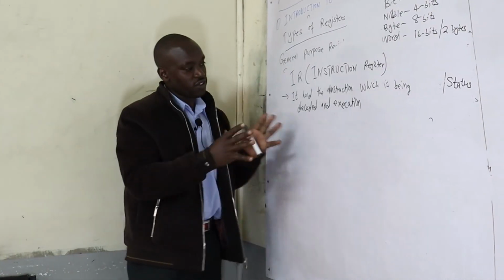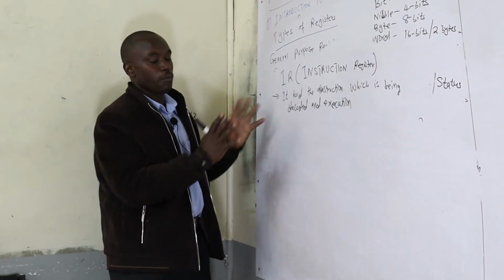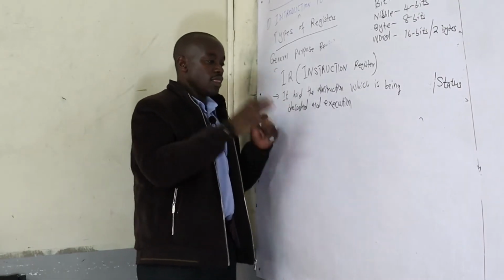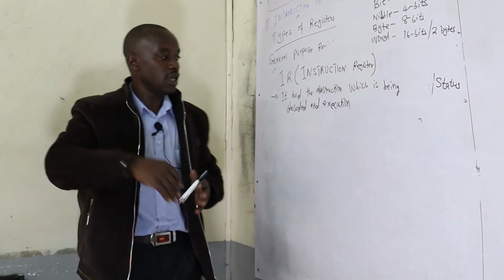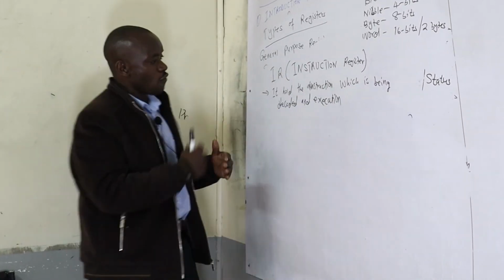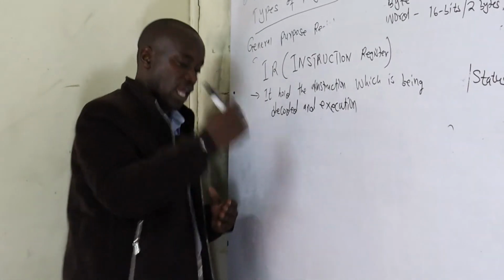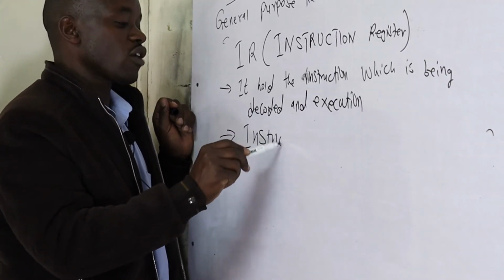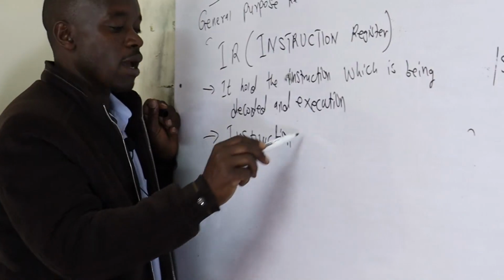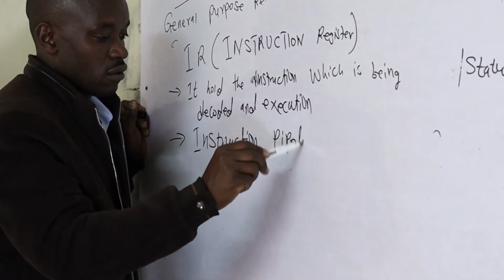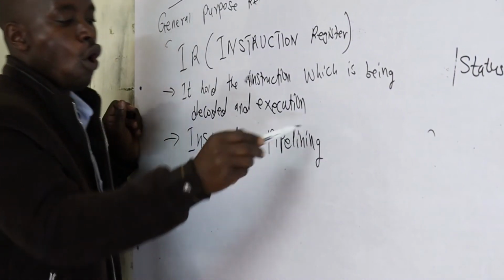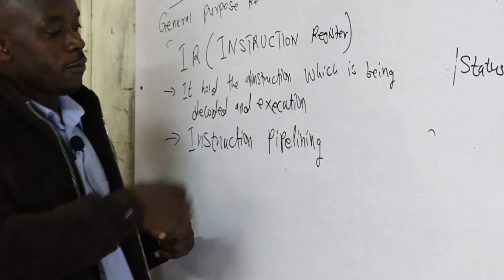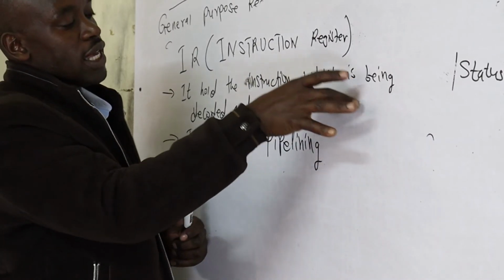So what happens in most processors is that we fetch more than one instruction at a time, then we put them in a pipe or in the pipelining. So the process of executing more than one instruction at a time is what they call, you might get this word somewhere, instruction pipelining. What is this? This is the process of fetching more than one instruction at a time so that they can be put somewhere in a pipeline waiting to be executed.